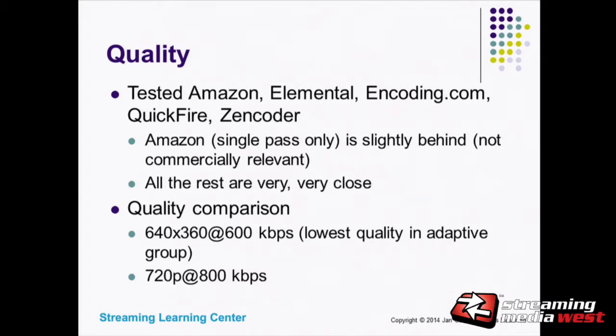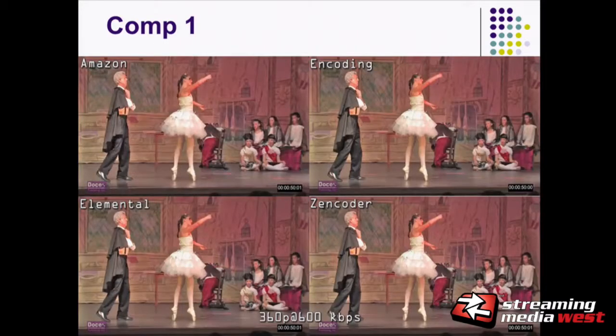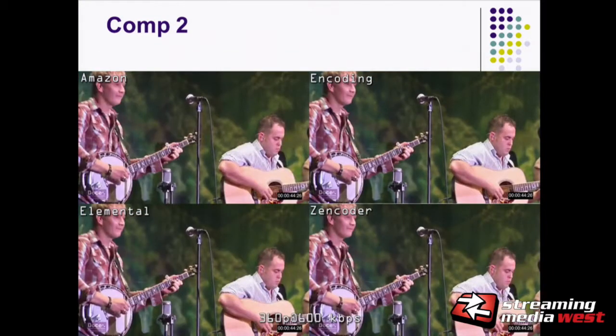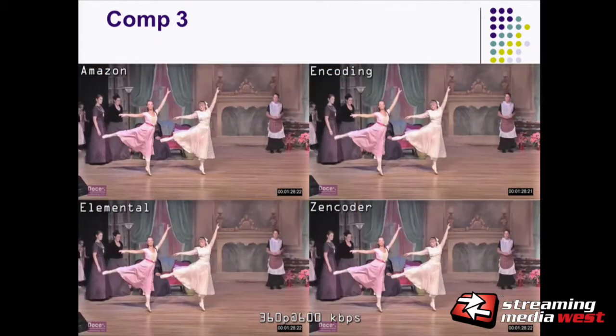And I ran 2 quality comparisons. One was at 640 by 360, 600 kilobits per second, and then one was 720p at 800, which is very, very aggressive quality. Nobody distributes at that. I just wanted to see how they would compare. You can download the PDF and look at these yourself. Not a significant amount of difference in quality. Certainly nothing anybody would see in real-time playback. And this is just my standard test file. Again, 360p at 600 kilobits per second.